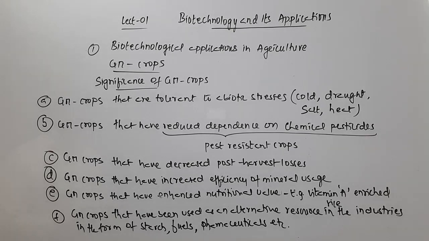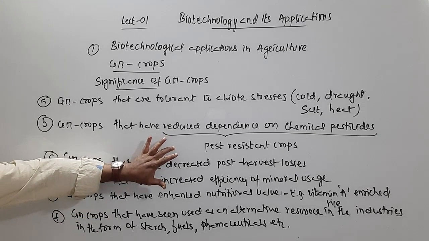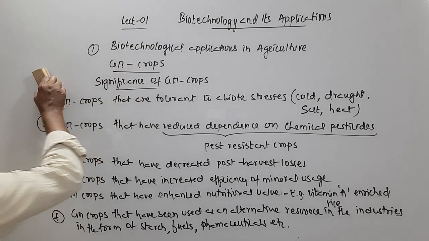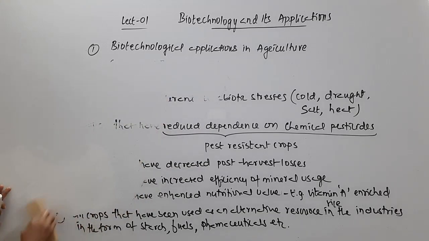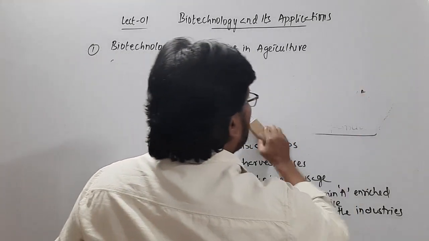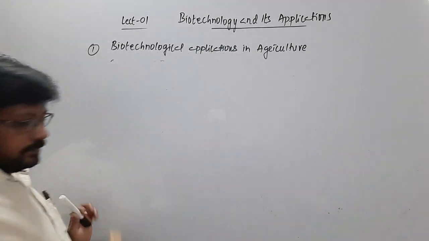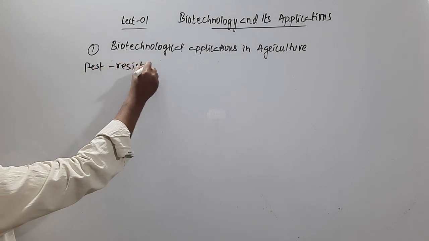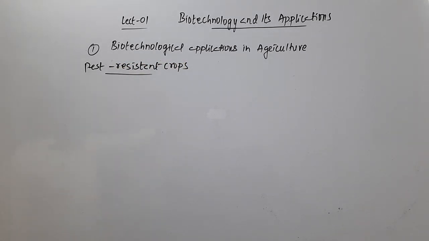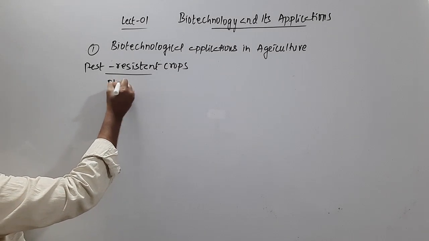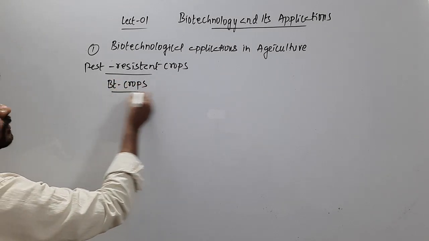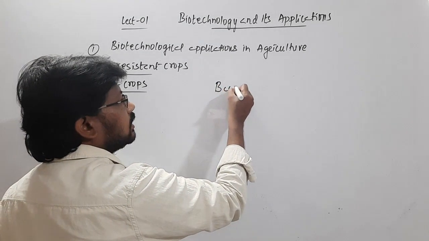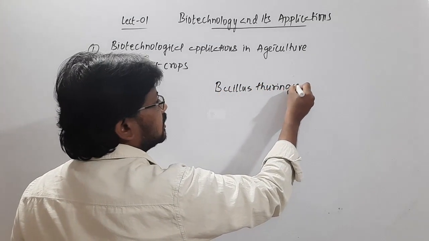Now let's discuss how we are going to construct pest resistant crops by using biotechnology. So let's see first pest resistant crops. Under this, we will study especially the Bt crops. While scientists were doing research, they came across a bacterium named Bacillus thuringiensis.